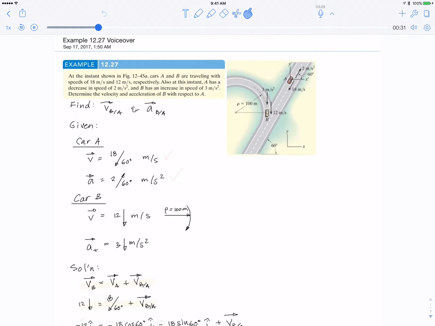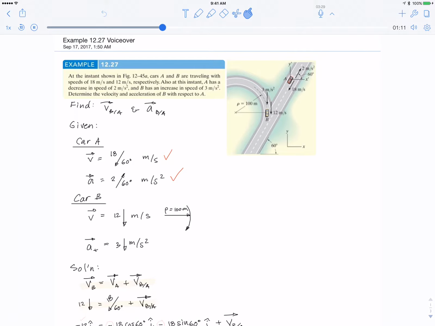It's going 18 meters per second down to the left, but it's decelerating at 2 meters per second squared up to the right. Car B, so it's slowing down as it sees car B merging onto the freeway. Car B is coming straight down at 12 meters per second, but happens to be still coming off this arc with a 100-meter radius. Car B sees car A coming and therefore is accelerating at 3 meters per second squared. And so they want to know B relative to A.